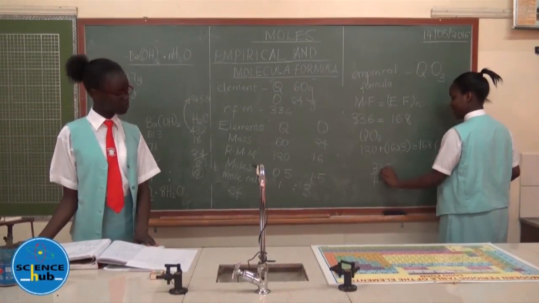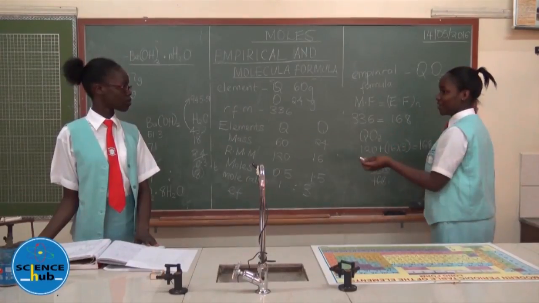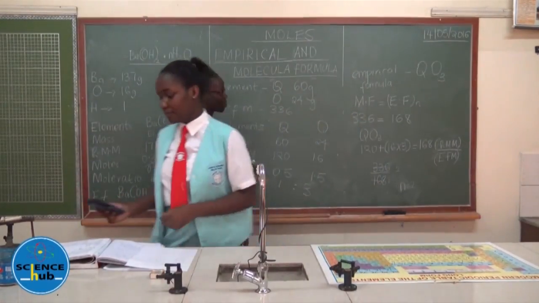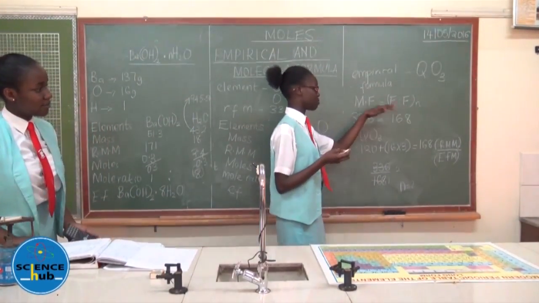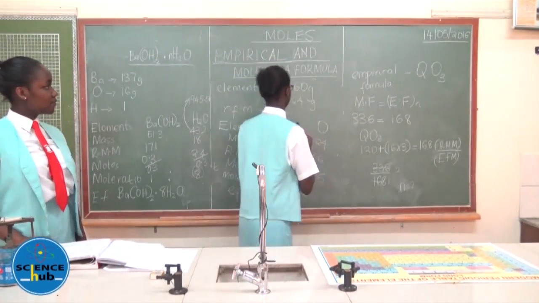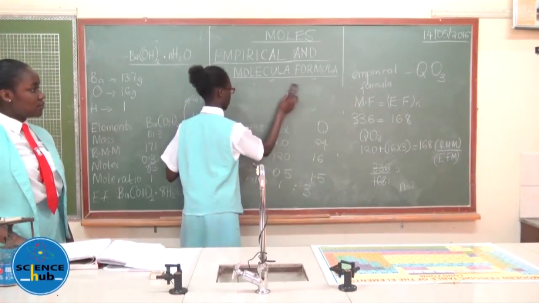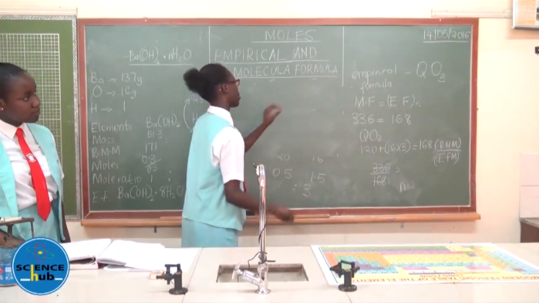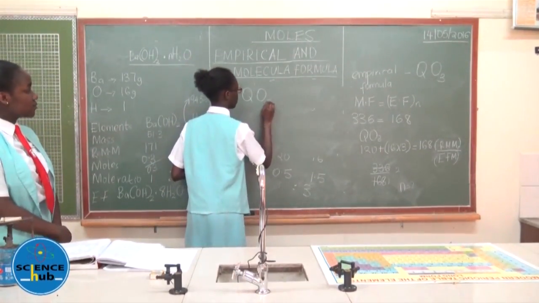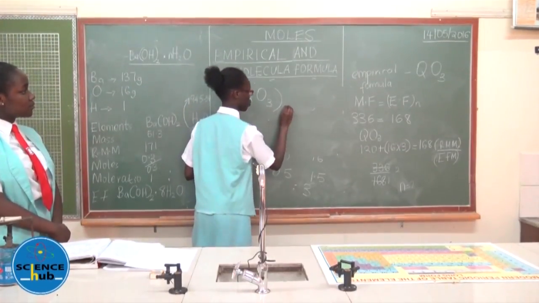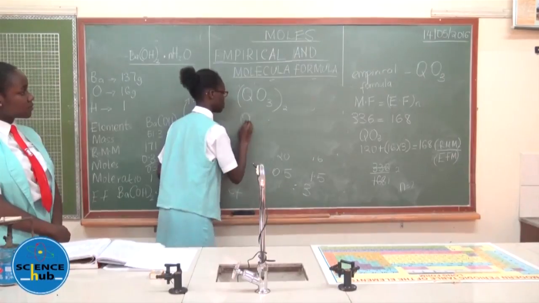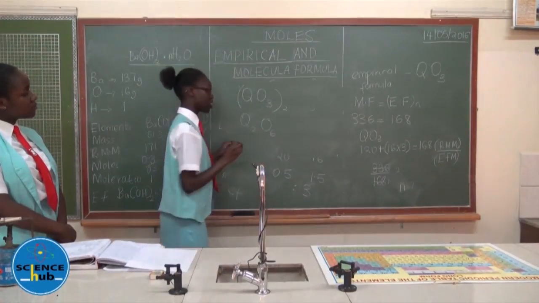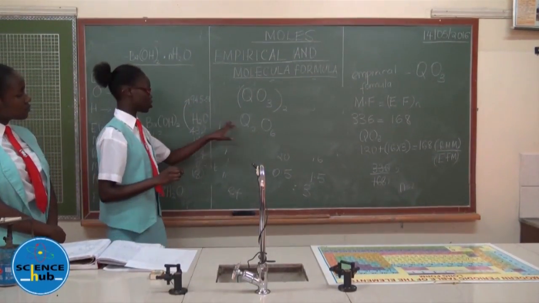That's two. So the value of n is 2. Therefore, we will multiply the empirical formula by the value of n. The empirical formula is QO3, and we multiply all this by 2. Q times 2 will give you 2, and O, 3 times 2 will give you 6. Therefore, the molecular formula of this compound is Q2O6.